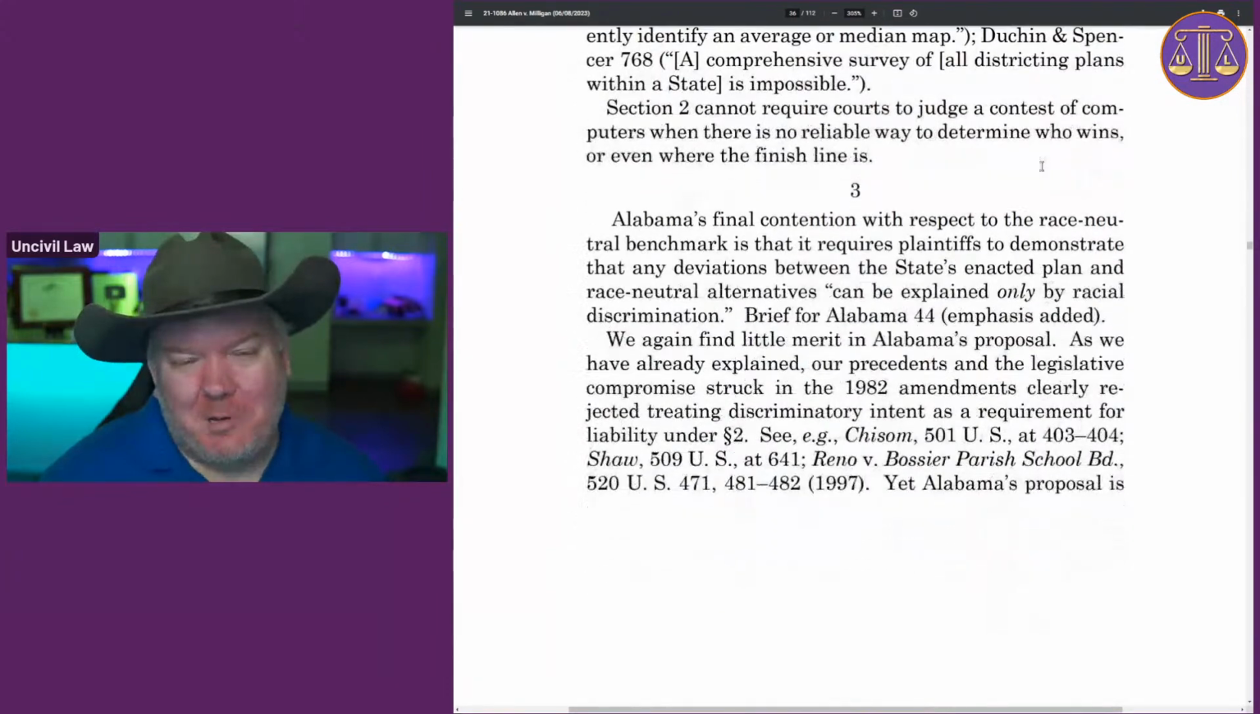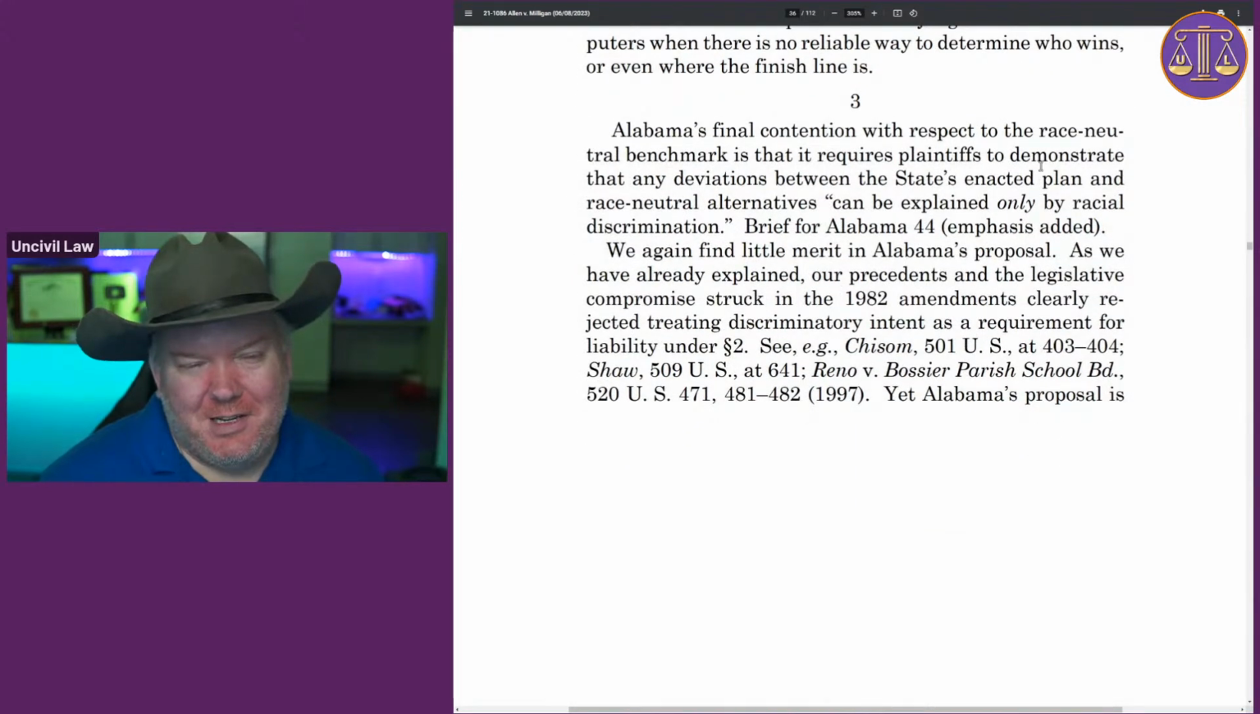Section 2 cannot require the courts to judge a contest of computers when there's no reliable way to determine who wins or even what the finish line is. Oof. Alabama's final contention with respect to race-neutral benchmark is it requires plans to demonstrate any deviations between the state's enacted plan and race-neutral alternatives can be explained only by racial discrimination. We again find little merit in the proposal.